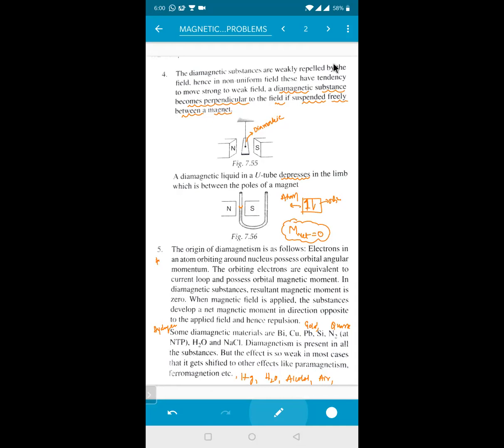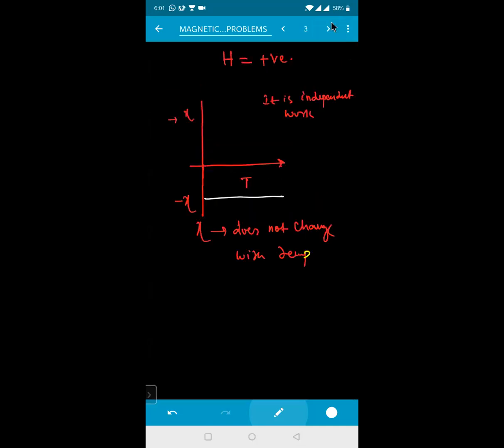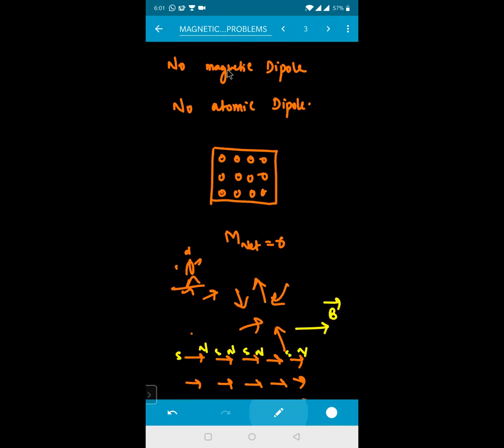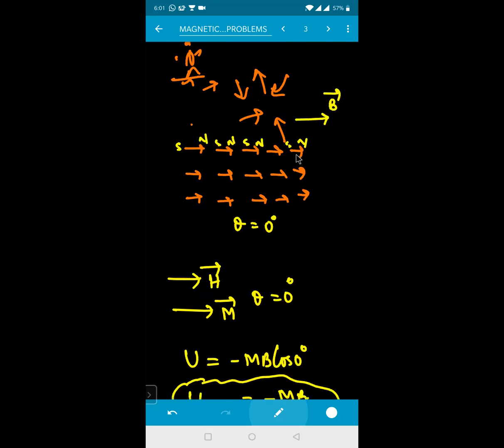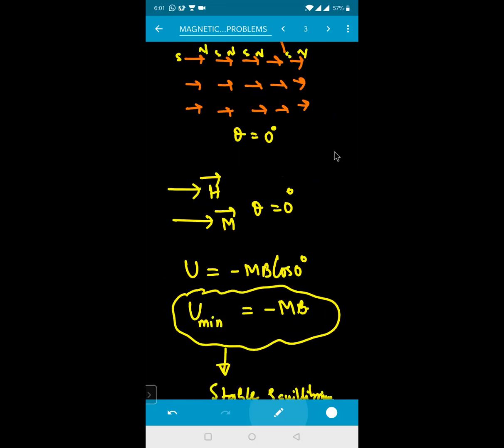Next one, this is also the theory I have given right now. There is no magnetic dipole, there is no atomic dipole, so the net magnetic moment is zero. Whenever a magnetic field is applied, the magnetic moment will be in the same direction as the field. So theta value is 0.